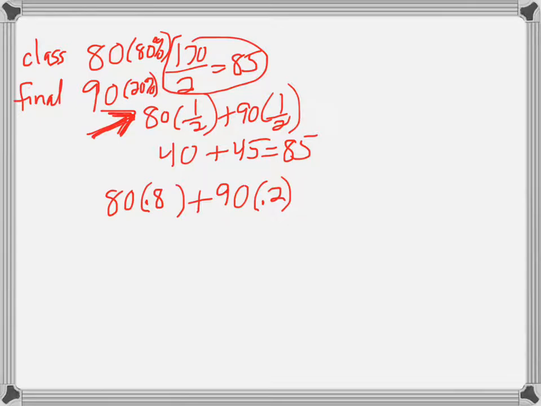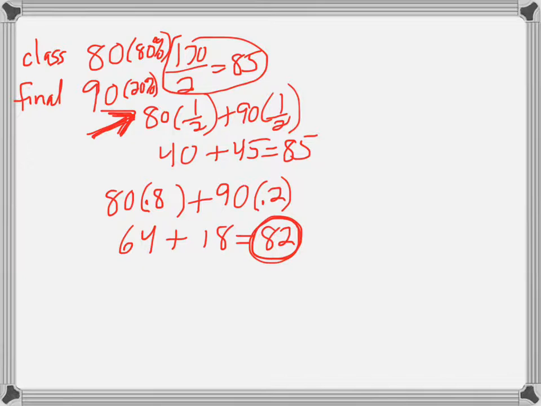80 times 80%, if you did it on a calculator, if you need to, would be a 64. And 20% of 90 would be 18. I add those together, and I get an 82, a grade of 82. That would be the average grade in this class. So see, it's actually lower than what you would do if you had each of these half and half.